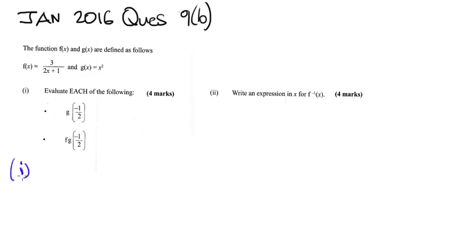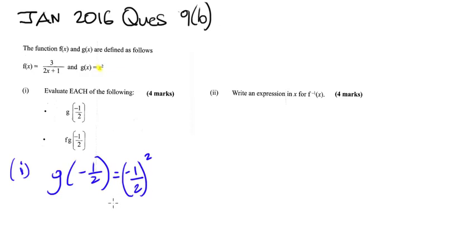So we want to find g of negative a half. Now, remember that this means we are putting negative a half into g. So wherever we see our input in g, which would be here, that means I'm going to put negative a half right there. So g of negative a half is going to be negative a half all squared.